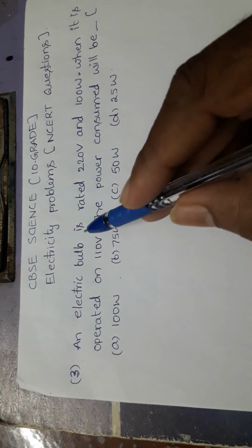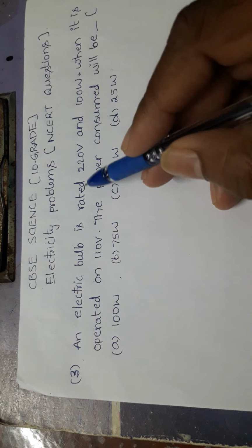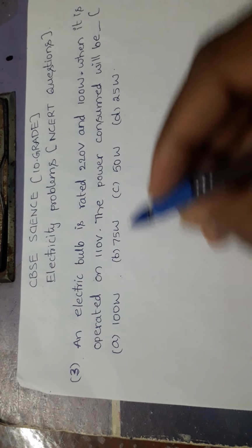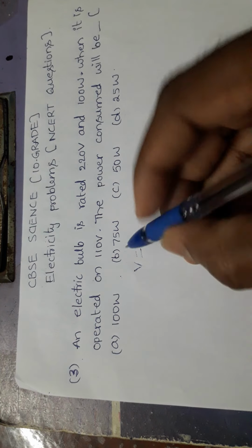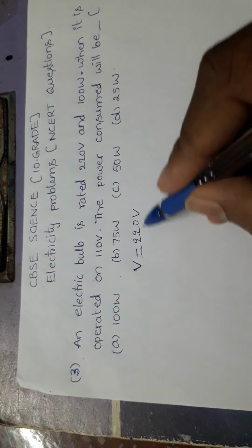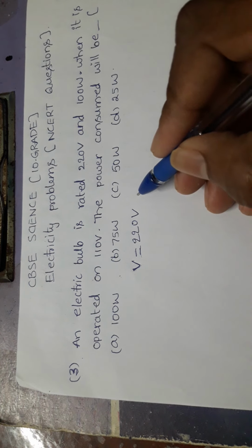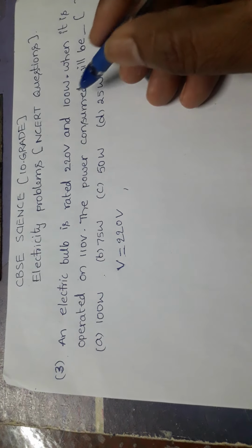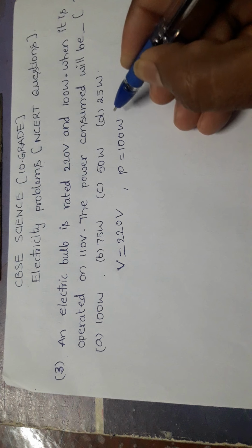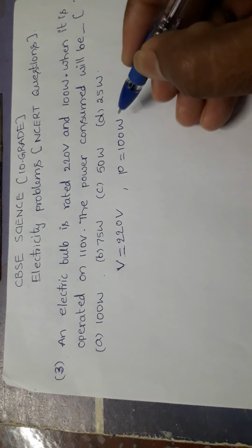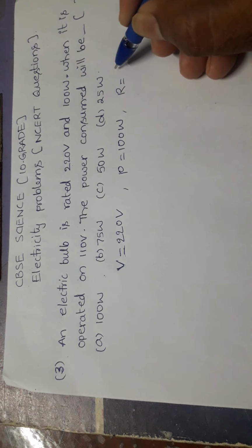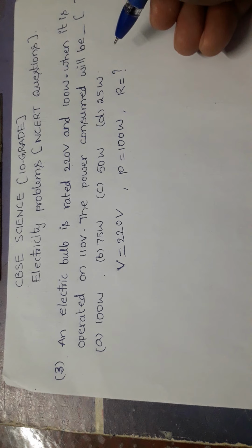So here the electric bulb is 220 volts and 100 watts. So the first given is V is equal to 220 volts, I mean the potential difference is 220 volts, and 100 watts means power P is equal to 100 watts. So next we'll find R, I mean resistance. First you will find that in this problem.